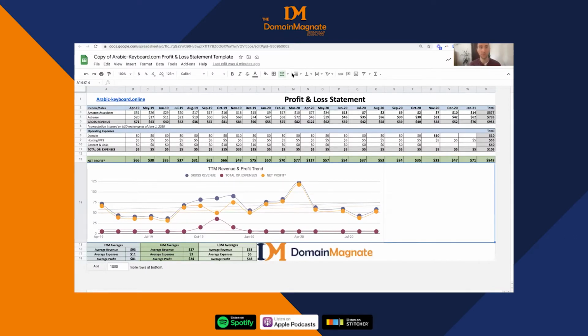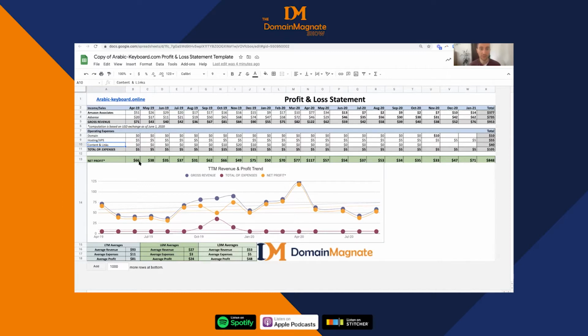And this is one of the smallest businesses that we have at Domain Magnate, a website called arabic-keyboard.online, and you can visit it to have a quick look. So by looking at this P&L, you can quickly learn a lot about the business. First of all, you can see that there is two sources of income, Amazon Associates and AdSense, Google AdSense. And then you can see that the expenses are the domain registration, the hosting, and some content and links.